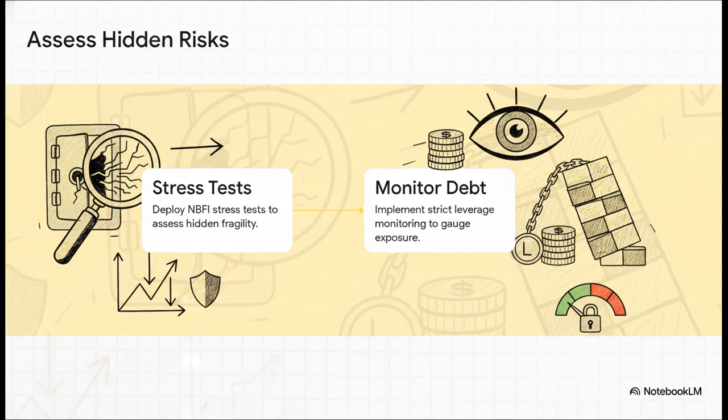But if we execute Step 1, deploying those NBFI stress tests, and Step 2, implementing strict leverage monitoring, we can actually detect that excessive exposure way before the margin call ever happens. We catch the fragility while it's still just a minor crack in the foundation.